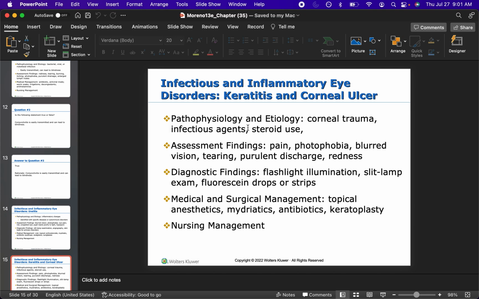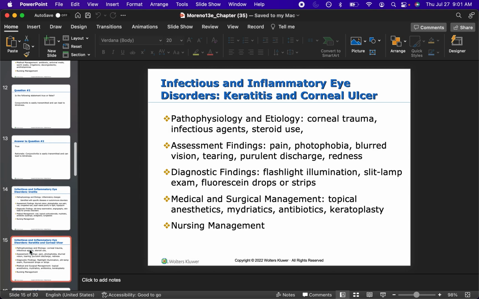All right, so keratitis and corneal ulcers. Usually this is caused by corneal trauma, infectious agents, and even sometimes excessive steroid use. Again, you're seeing these same kind of findings. Diagnostic tests, again, are going to be very similar to what we've talked about, and then some of our medical management is similar as well.